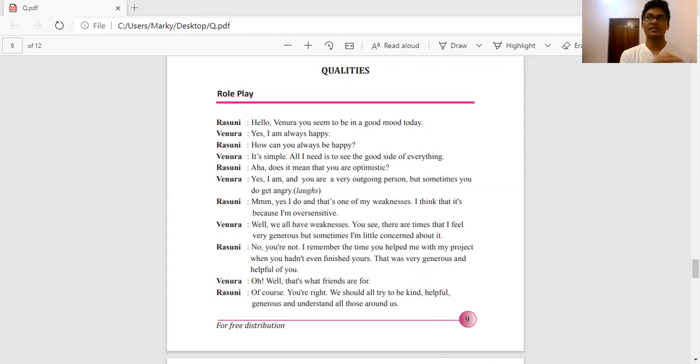So if a person is being helpful to someone, that means helpful is a quality. So being helpful is a positive quality. If someone isn't sharing, that means that person is stingy. Okay, if he or she doesn't want to share her things, that means that person is stingy. So that's a negative quality. So quality is defined as the features or characteristics of a person.